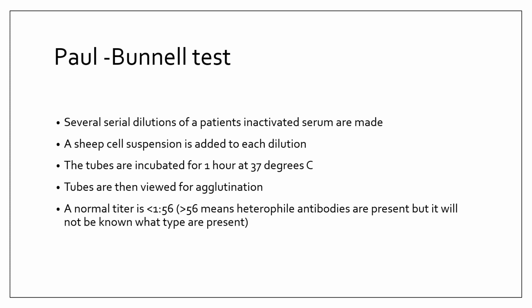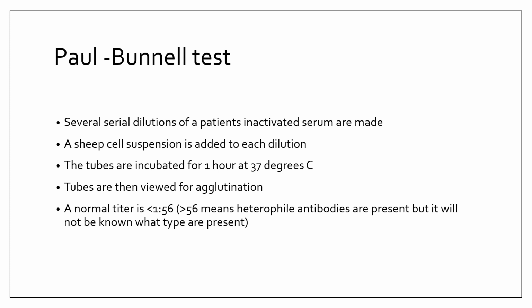The tubes are then viewed for agglutination. We look for agglutination, and the last tube that agglutinates is your titer. So our normal titer is less than 56. We always report the reciprocal of the titer. So if a titer is 1 to 56, we would report the reciprocal, which would be 56.